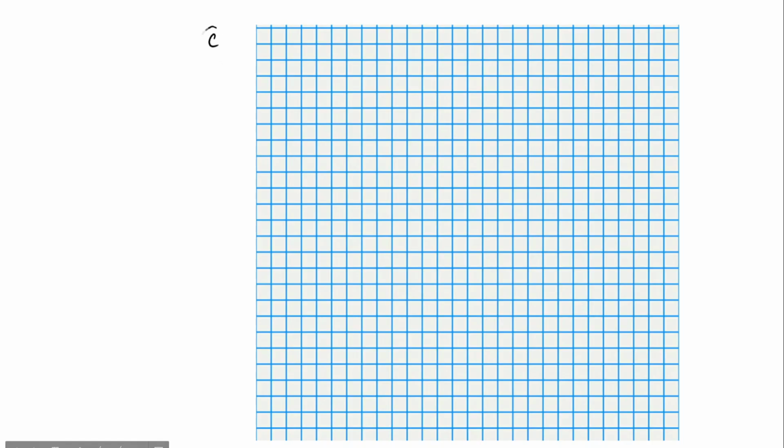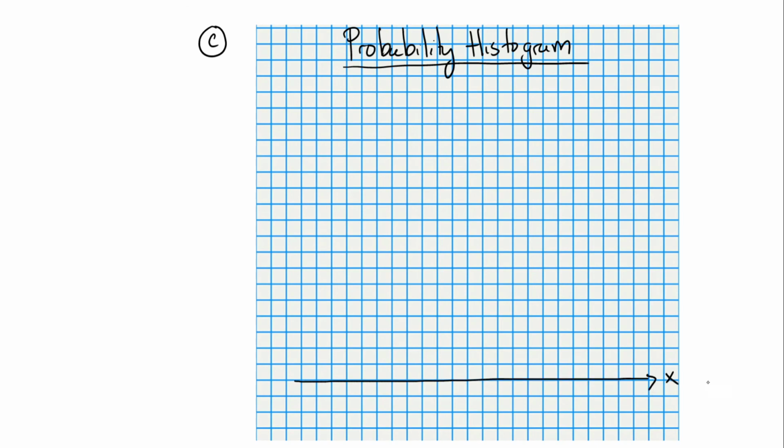Now for part C, we want to construct a probability histogram. And we construct this similar to how we would construct a regular histogram. We're going to have our possible outcomes on the x-axis, and we're going to have our probabilities on the y-axis. Now you want to think about using a scale that makes sense for our probabilities. I'm going to count by 0.1s. And along the x-axis, I'm going to write a 0 over here.